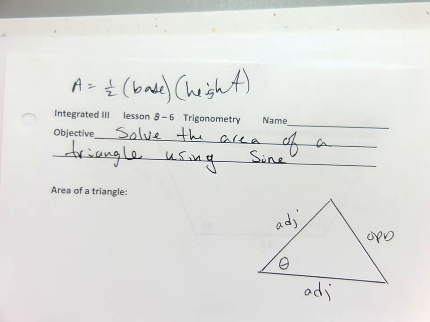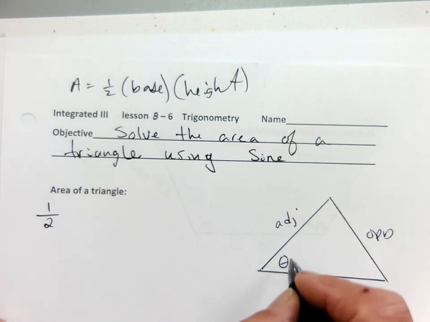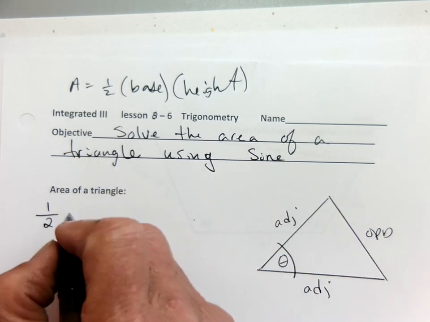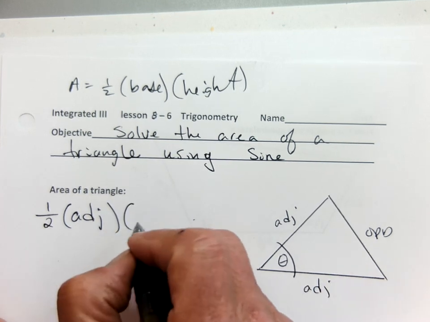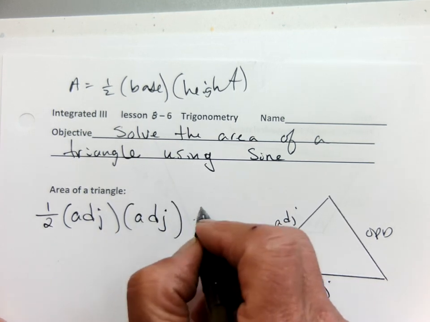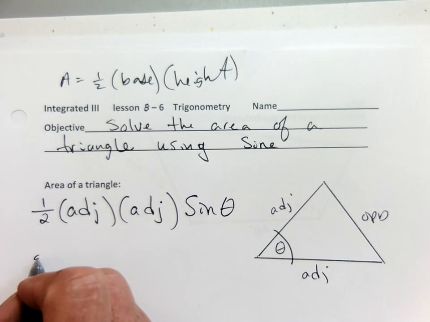Okay, so here's how it works. We want to take 1/2. Now these are adjacent sides. The adjacent side times the other adjacent side times the sine of the angle. That's it.